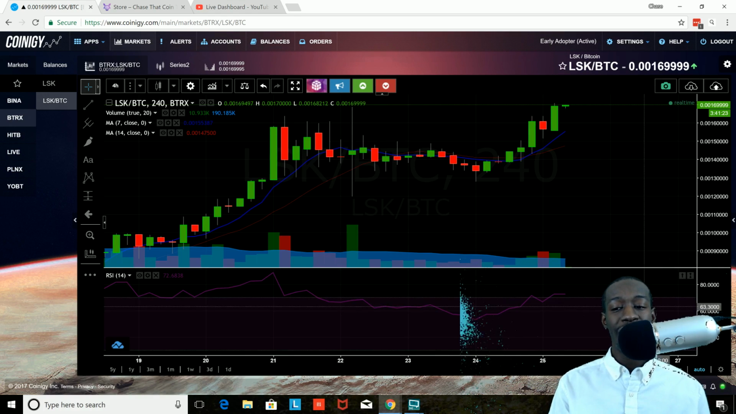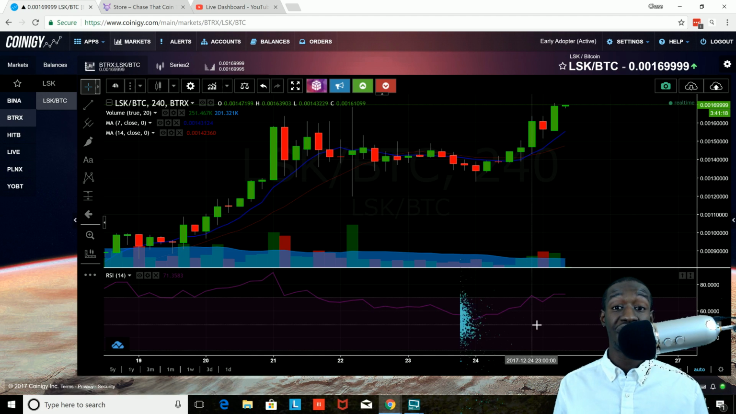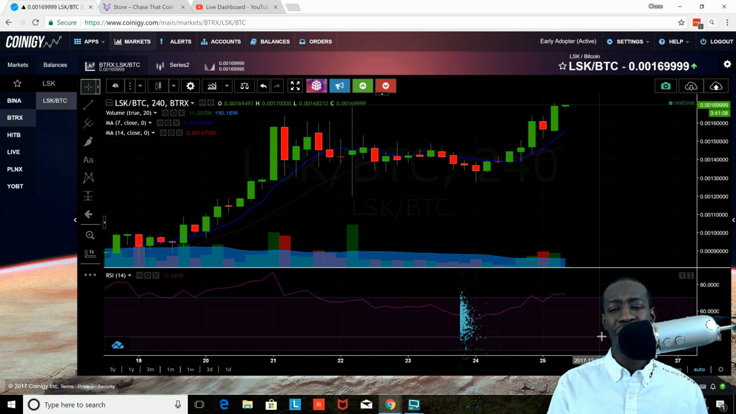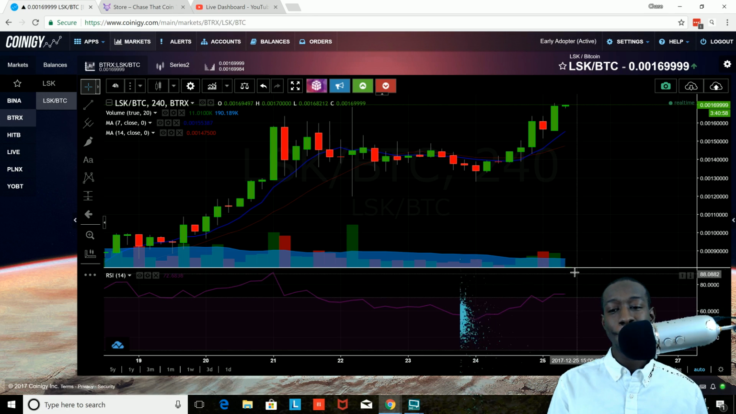Now, the way that the RSI works, it goes from 0 to 100 traditionally, and people look at it as when it hits 70 or above, it's overbought, or when it hits 30 or below, it's oversold. So when the market comes up to 70 and above, people are looking to exit the market.